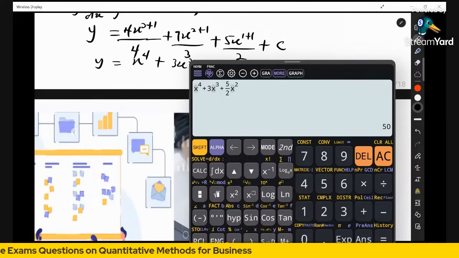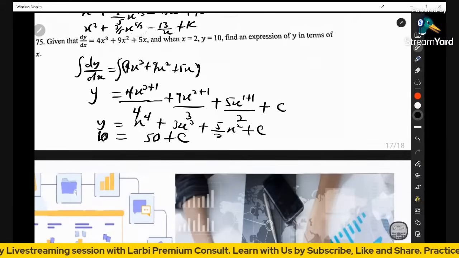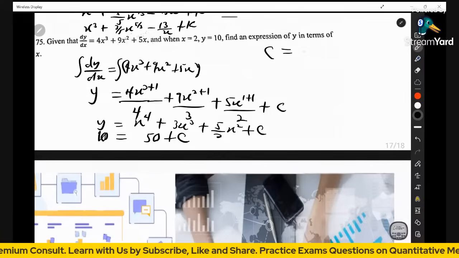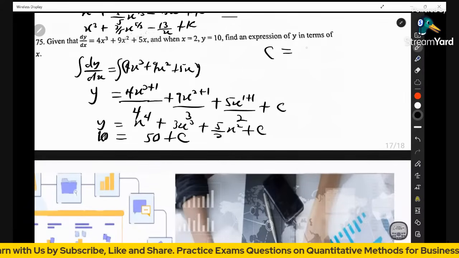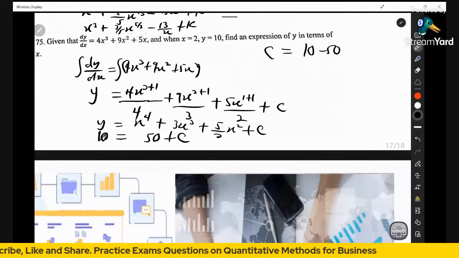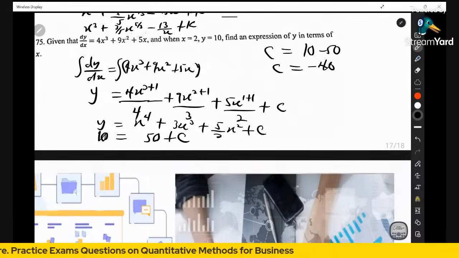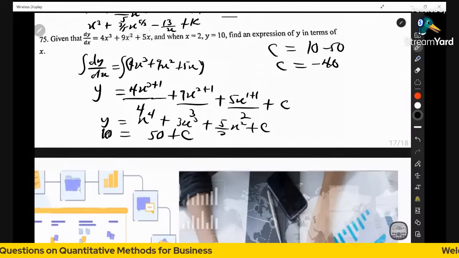And here you should be able to get 50. So I had 50 when I substitute 2 in there, meaning the whole of this, when you substitute 2, should be 50. I know my y to be 10. So therefore I have 10 equal to 50 plus C. In an MCQ type question, this is how you need to work so that you save time. So our C should be 10 minus 50, and we are getting C to be equal to -40.